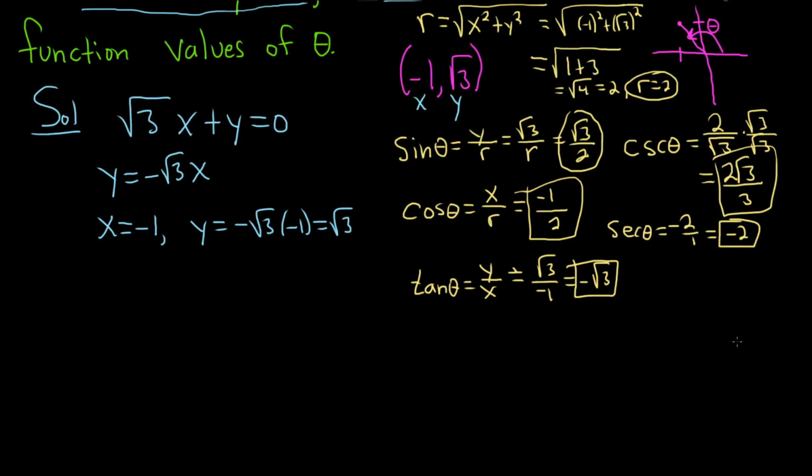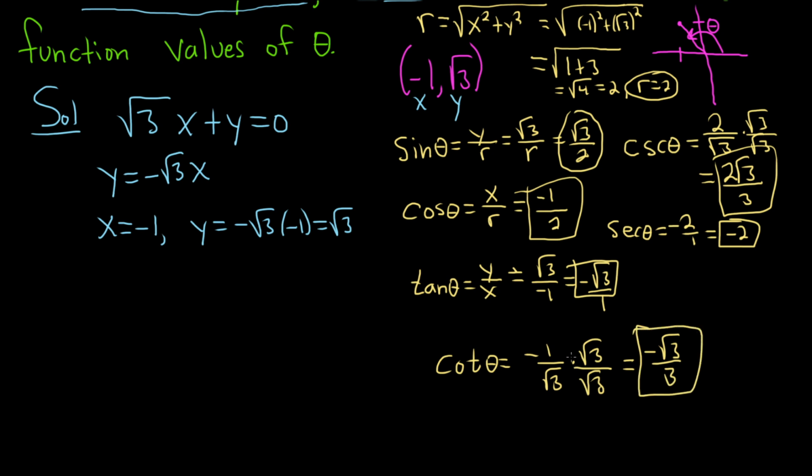And the last one would be cotangent. So cotangent of theta, we would just flip this one. So we would get negative 1 over the square root of 3, because this is really over 1, and so you flip it, and you get a 1 up top. And you could rationalize this by multiplying by the square root of 3 over the square root of 3. So this would be negative square root of 3 over 3. And that would be the answer for cotangent. That's it.